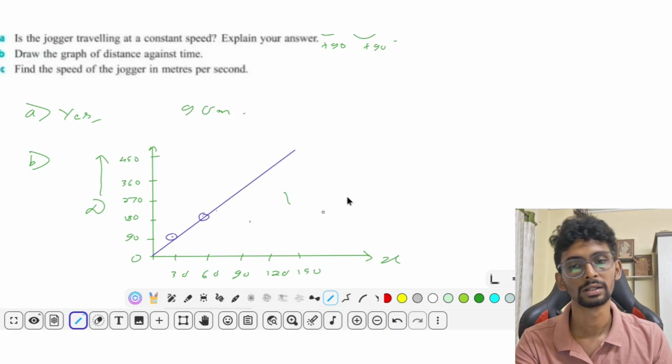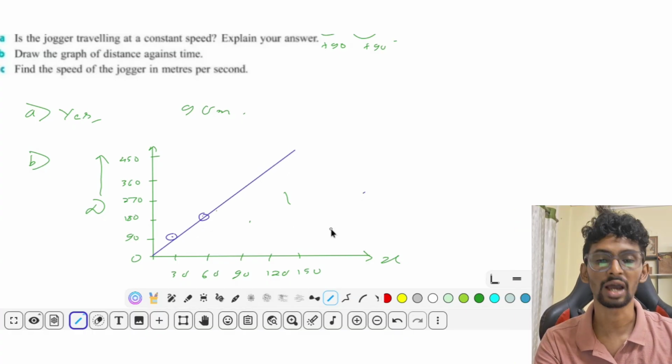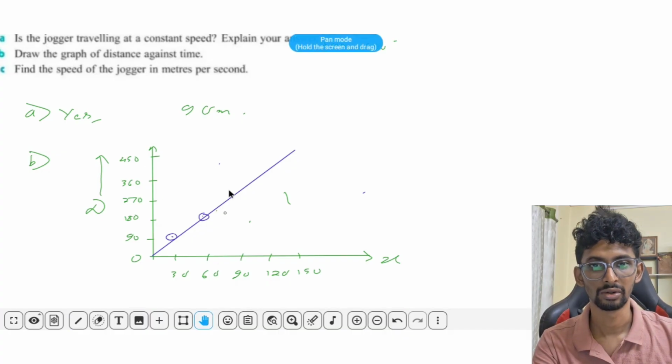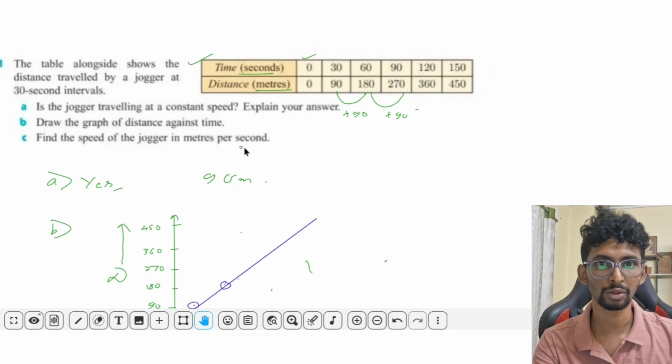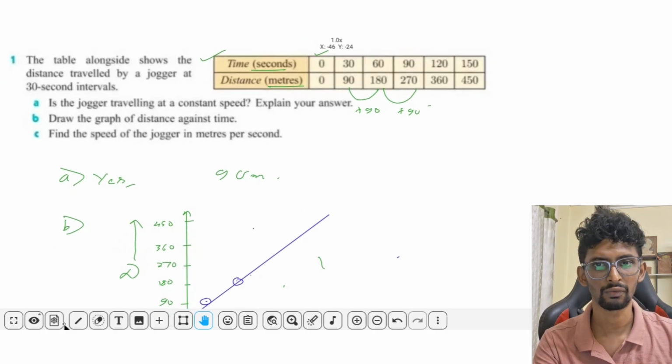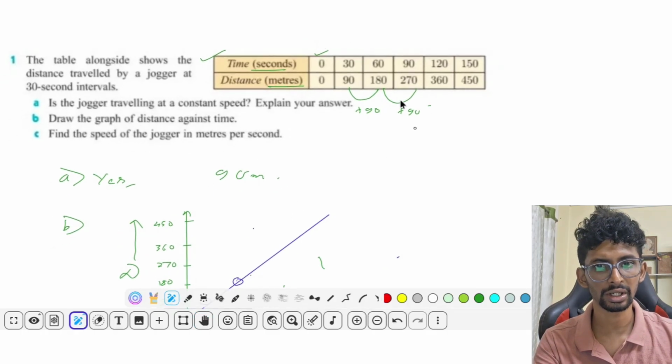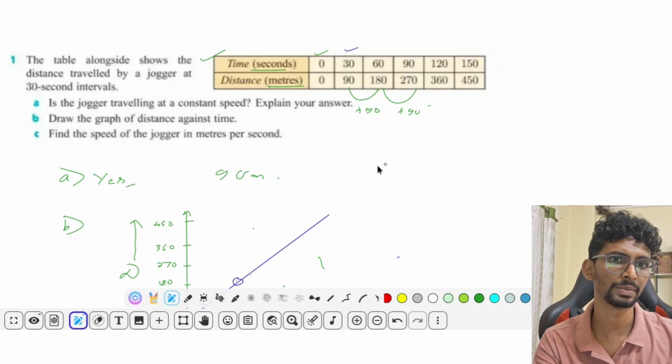So if you use graph paper, you will get a perfect straight line. Okay, so number C. Find the speed of jogger in meter per second. Oh, very easy. You can take any 2 points. First two will be easy.